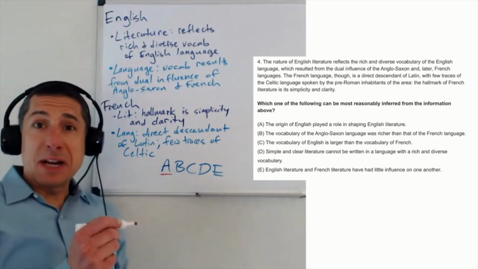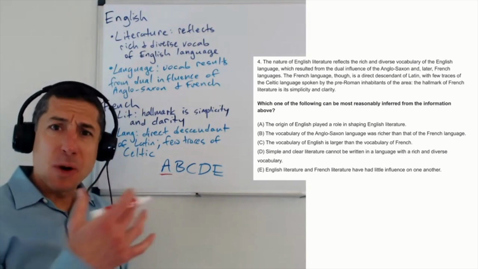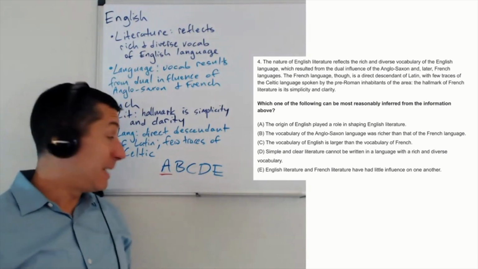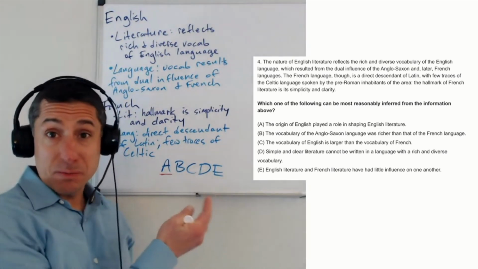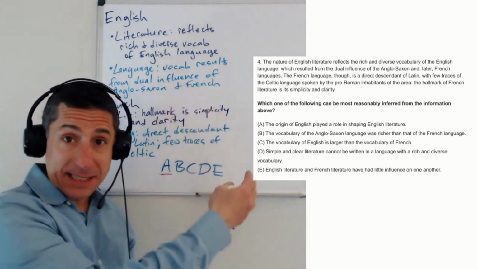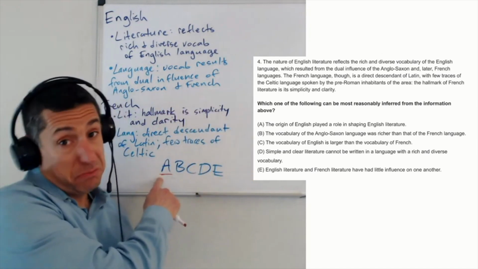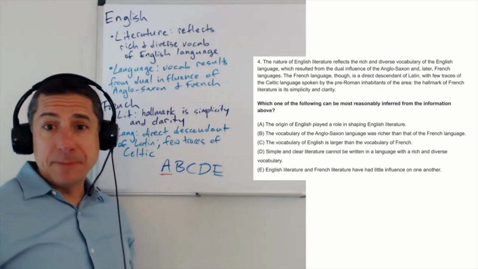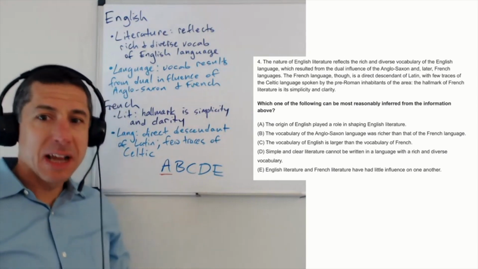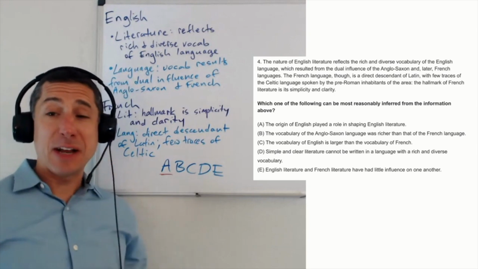Emotionally, as you see this, what I hear a lot of students say is that they're hoping for something more interesting in the other answer choices. Maybe we'll get it, but it doesn't matter if it's interesting or rich or reflects the whole passage or not. The question is: is it true? Sure. What about B? The vocabulary of the Anglo-Saxon language was richer than that of French.